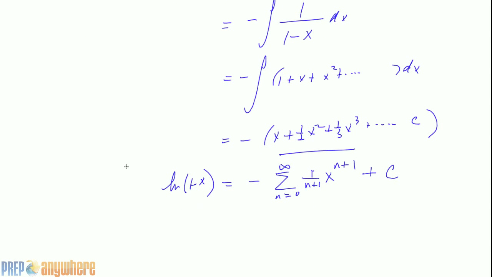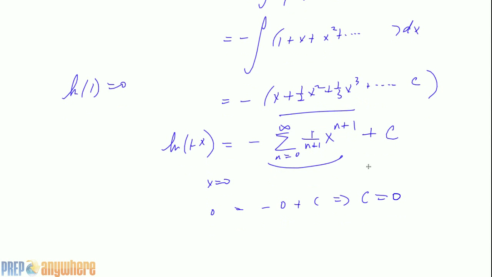We just need to find c, but recall that ln of 1 is equal to 0. So how can we turn that into ln of 1? When x is equal to 0, we get on the left side 0. On the right side, all that will turn into 0 because it's got a bunch of x's in it. So c is equal to 0.